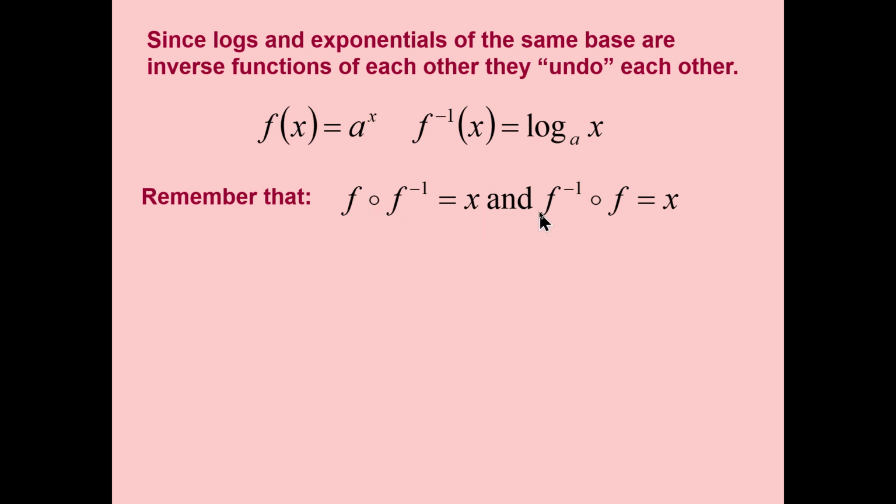Think of it this way: if one function is x squared, the function that would undo it would be the square root of x. So the square root of x squared would just be x. Think of it that way, except we're doing it with exponentials and logs.